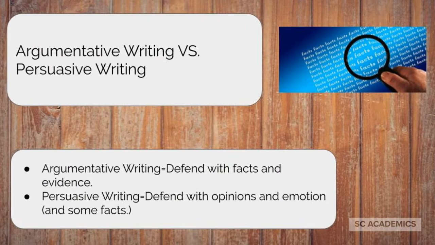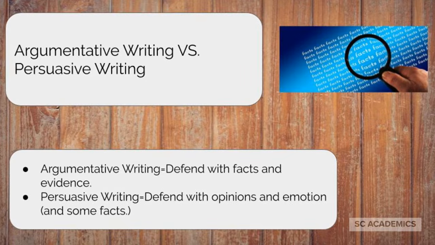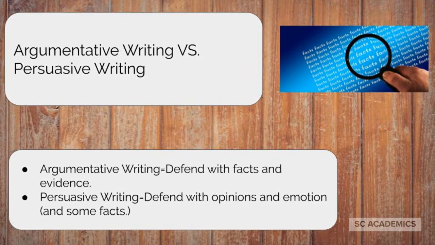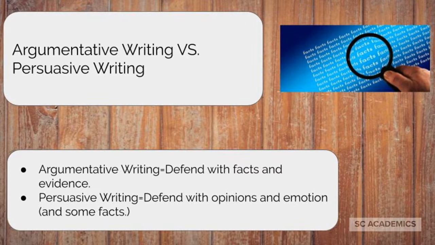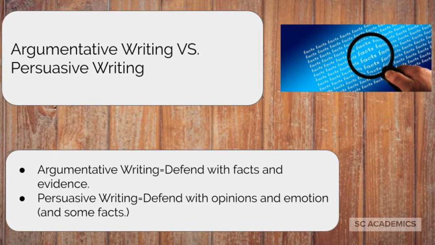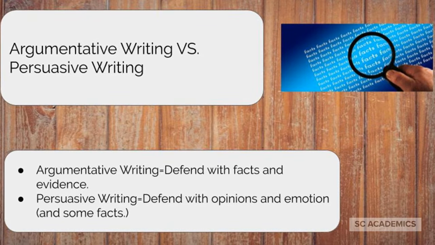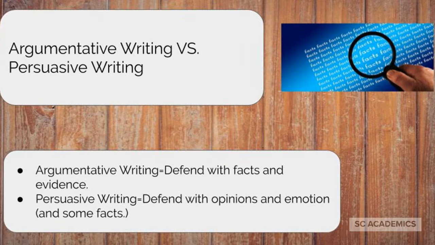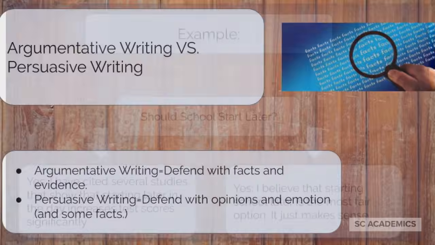Now that we understand the difference between a claim and a counterclaim, let's look at the differences between argumentative writing and persuasive writing. First, argumentative writing equals defending with facts and evidence. Persuasive writing is sort of the opposite. In persuasive writing, you defend with opinions and emotion. You can still have facts in there, but it's more opinion and emotion based.